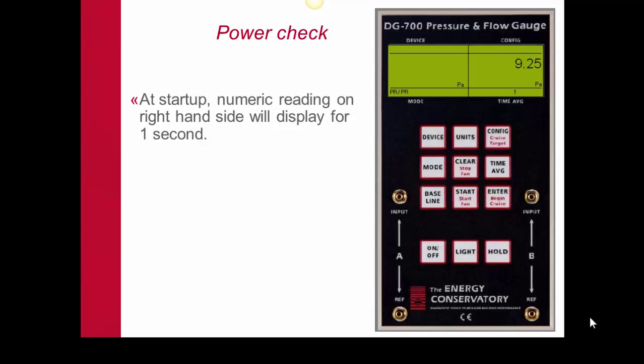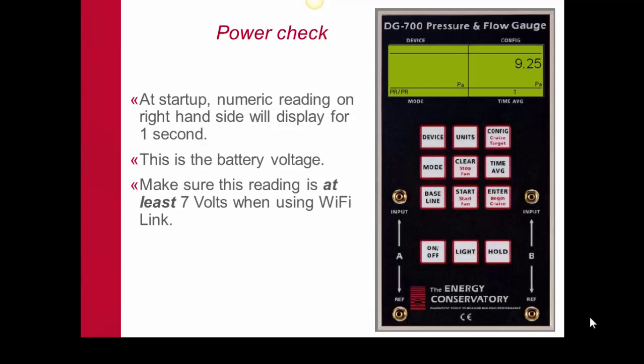But when you first start up the gauge, first a bunch of gibberish comes up where everything lights up, and then a number is flashed for about a second that shows the voltage of the battery. So a fresh set of batteries should get you in about a 9.25 volt range, and so that's the battery voltage. And once you're down below 6, it'll start telling you you've got low batteries. Make sure you're at least 7 volts when using the Wi-Fi Link.